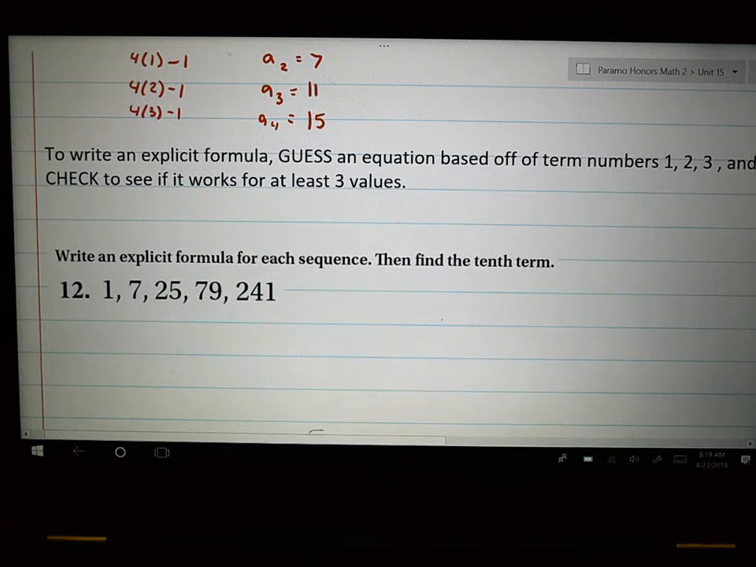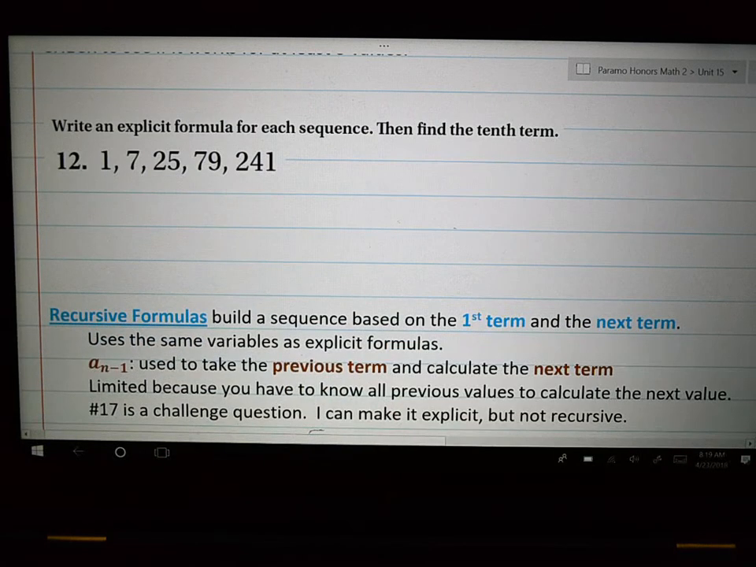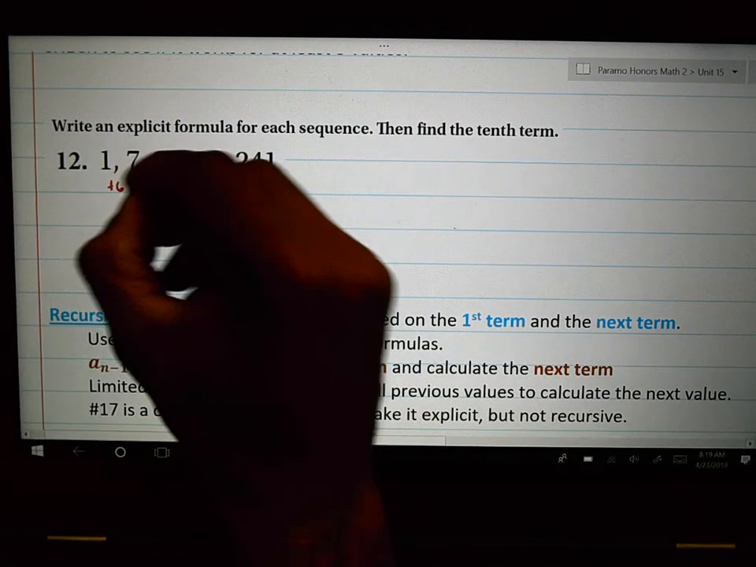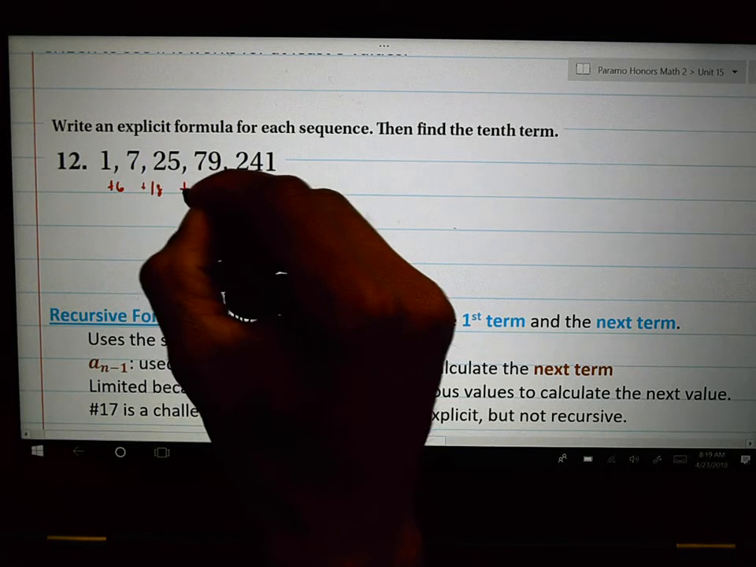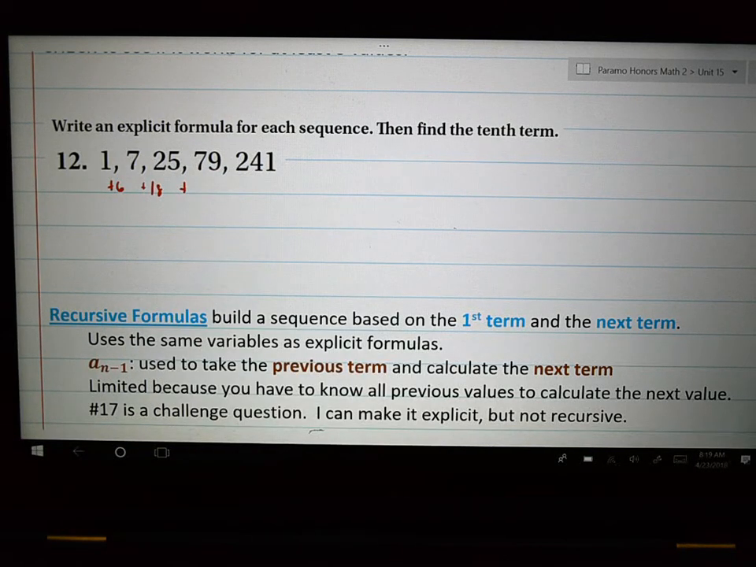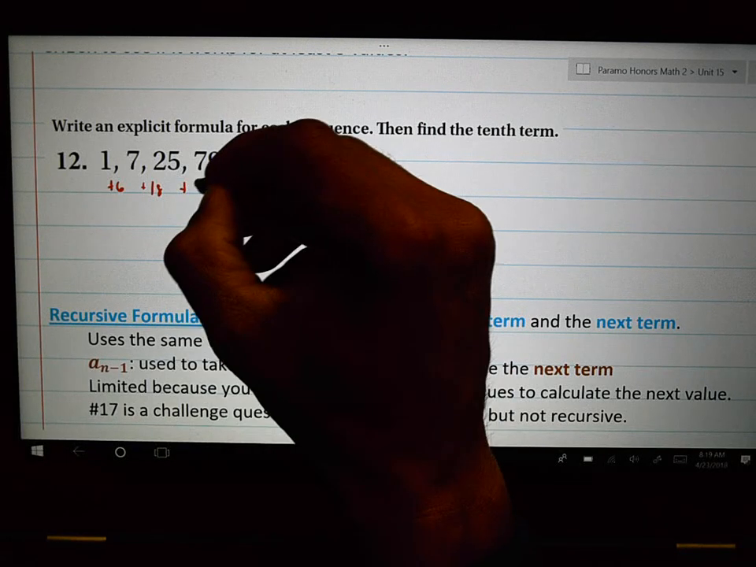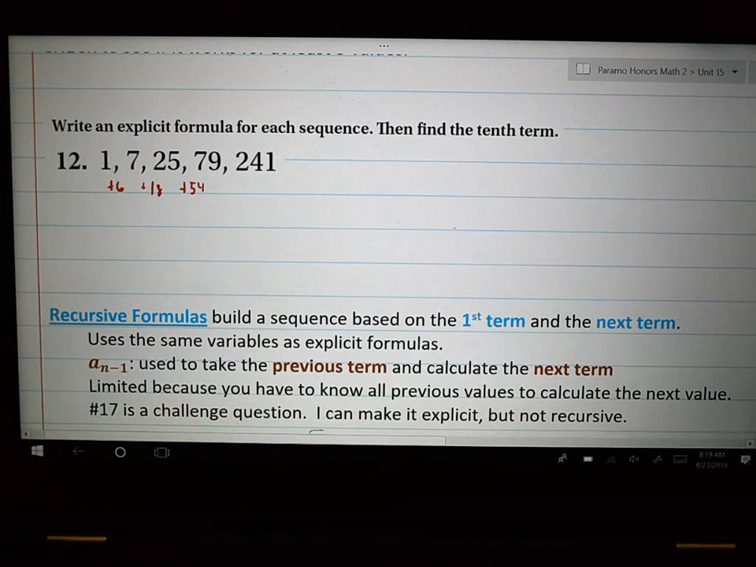You'll be asked to do that like number 12. Number 12 says 1, 7, 25, 79, 241. I was working on this problem last night, and I go, okay, let's see. I'm adding 6. Okay, I'm adding 18. Okay, I'm adding, and that's a big number, 54. Well, I'm definitely not adding or subtracting the same number, so I don't think this one is arithmetic. So this one took me a while to do.